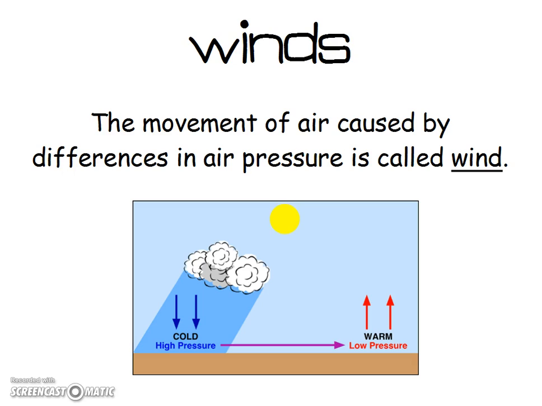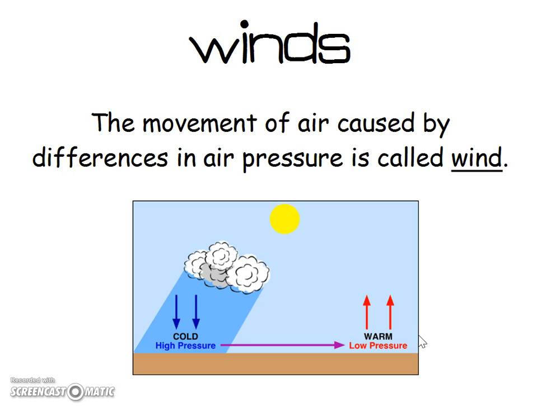Alright, so let's talk about what wind is. The movement of air caused by differences in air pressure is called wind. We talked about high pressure being associated with cold air and low pressure being associated with warm. We know that cold air sinks and warm air rises. So when this happens, you actually have the movement of air, which is wind.